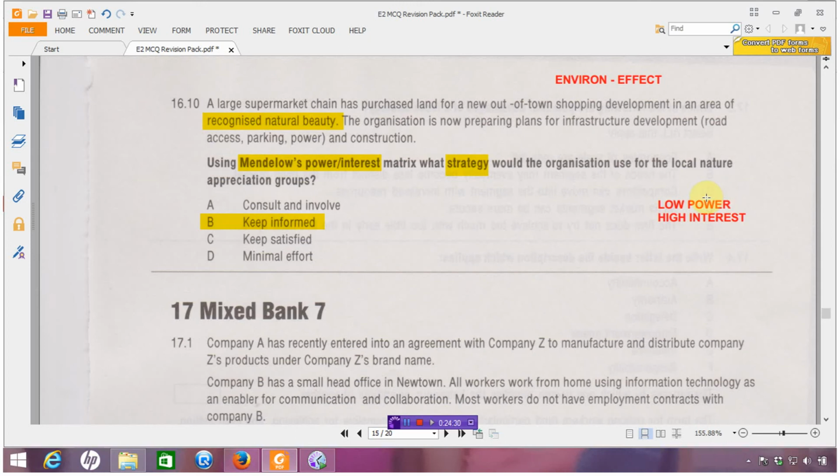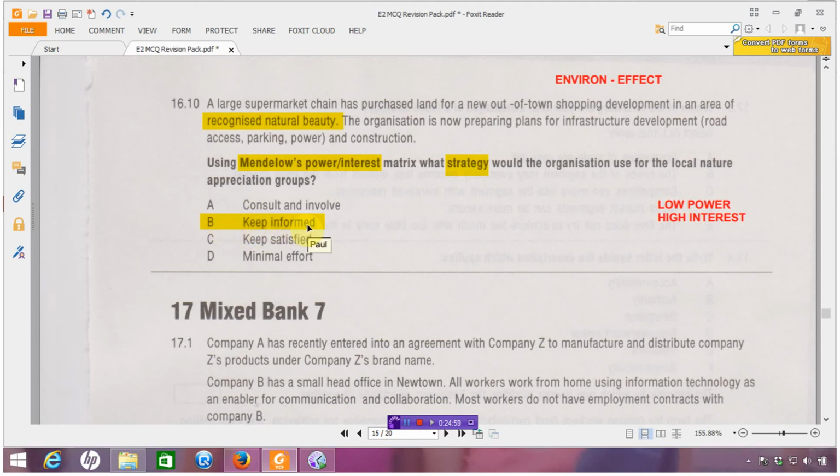Now an appreciation group, they're certainly going to have a very, very high interest, clearly, but do they really have a lot of power? Probably not. Unless they tie in with another stakeholder, they're unlikely to have a great deal of power. They may be able to make some noise, but power, I'm not so sure. So I think they'd really be low power and high interest, okay? And on that basis, they would be kept informed.